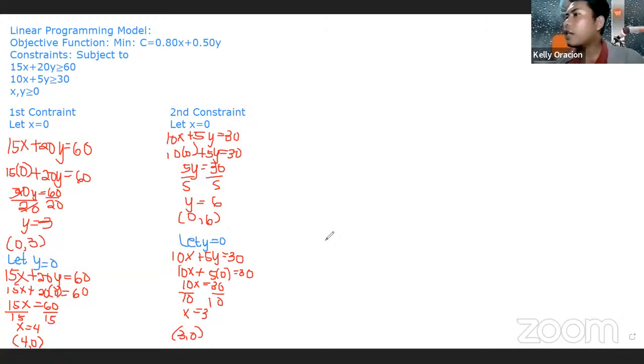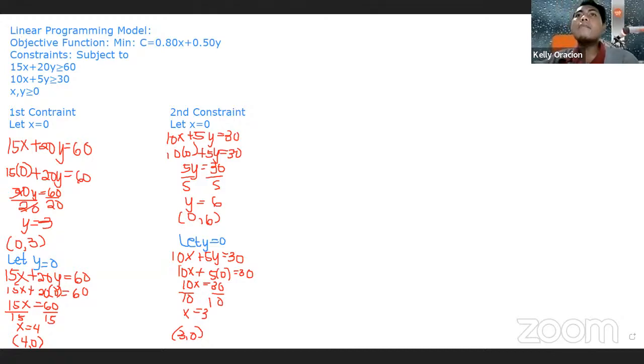Wait lang, let me check. Tama ba yung maliit yung pinili natin? Wait lang. Yes, correct, no? Ang pinili natin is yung mas maliit, di ba? Kanina we have chosen yung sino yung mas maliit, siya yung pipiliin for the corner points. For maximization yon.